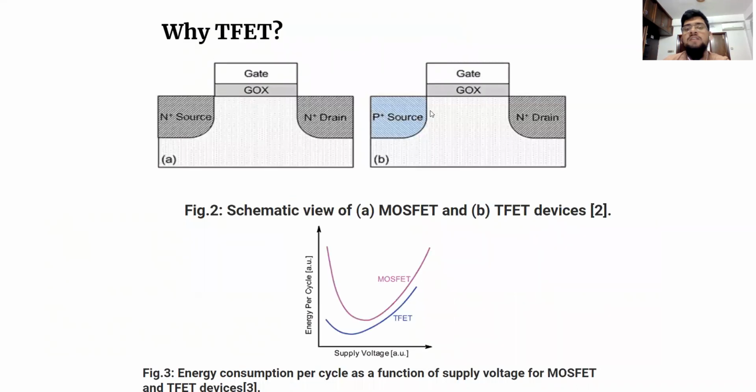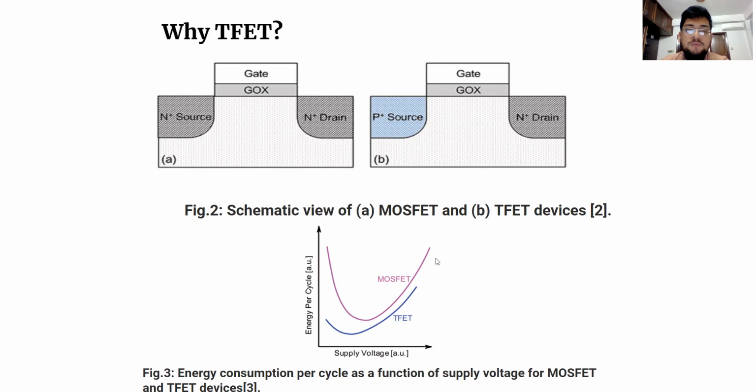Now we have a TFET versus MOSFET graph where we see the structural difference and the graphical difference between TFET and MOSFET. In the case of MOSFET, we see the source and the drain are similarly doped and the channel is oppositely doped. But in the case of TFET, we see the source and drain are oppositely doped and the channel is intrinsic.